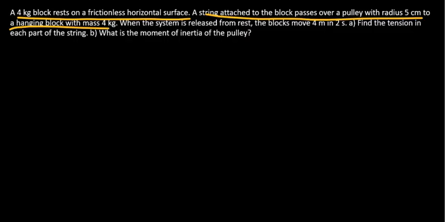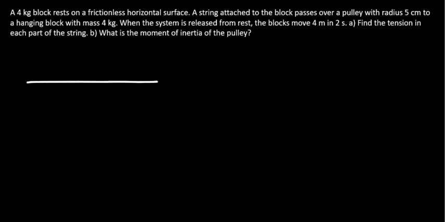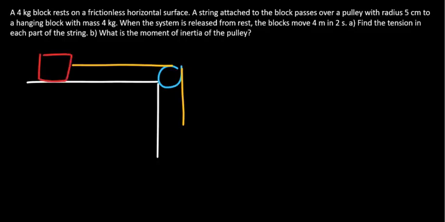When the system is released from rest, the blocks move 4 meters in 2 seconds. Find the tension in each part of the string and also the moment of inertia of the pulley. So what you have is a pulley like that and two blocks connected to it in this manner. One block is resting on the horizontal surface and the other one is just hanging vertically.